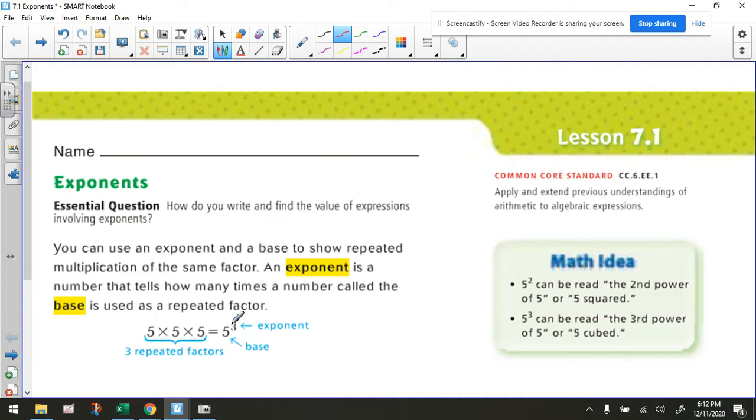All right, let's talk about how you read it. If you have an exponent of 2, this will be 5 with the little 2 there, it can be read as the second power of 5, or it could be read as 5 squared. Later on, we're going to learn why we use that shape, if you will, for squared. If you have a 5 with a little 3, that can be read as the third power of 5, or you can read that as 5 cubed.